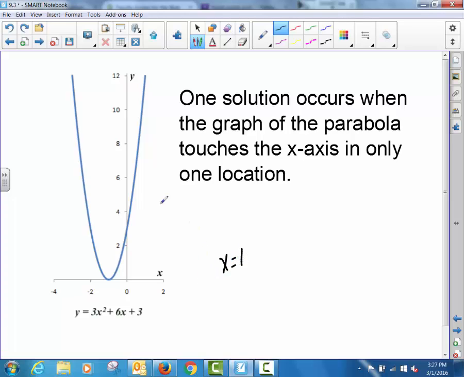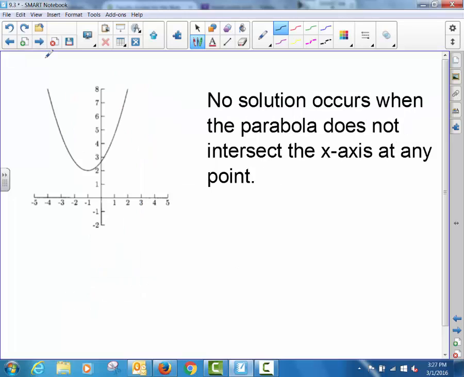Then finally, no solution occurs whenever the parabola does not intersect the x-axis at any point. Because see, this one's going to go up forever. And this is the minimum of the parabola, so it never goes below that. So this is never going to touch the x-axis. It can also look like this and be going forever down.